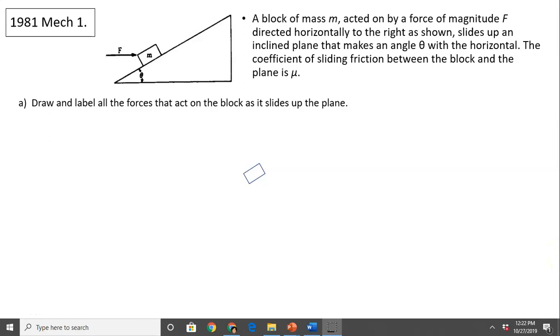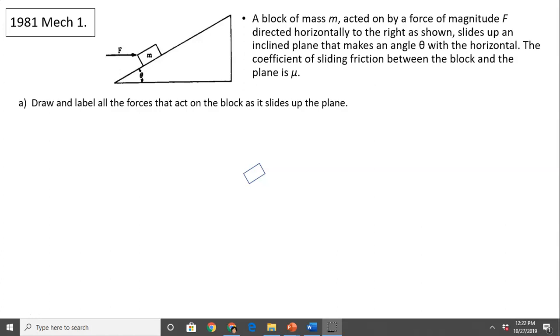Today I want to talk about question 1 of the 1981 AP Mechanics exam. A block of mass m, acted on by a force of magnitude F directed horizontally to the right as shown, slides up an inclined plane that makes an angle theta with the horizontal. The coefficient of sliding friction between the block and the plane is mu.